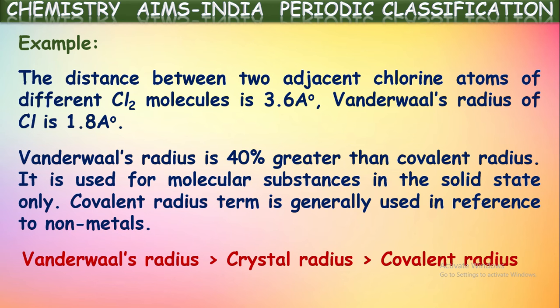If you see the comparison between the three different radii, they are van der Waals radius, crystal radius, and covalent radius. Out of these, covalent radius is smaller because the atoms are bonded to one another by sharing electrons, whereas in the crystal radius atoms are adjacent to each other, so it is somewhat greater than the covalent radius. Van der Waals radius is greater than the remaining two because the molecules are separate from one another, and they have no bonding between them.